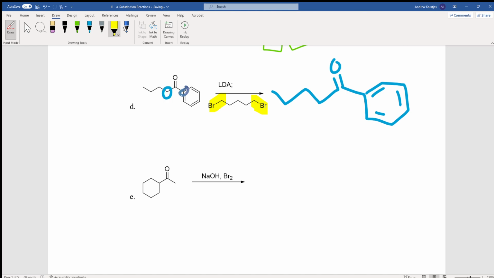And so that's going to mean, as long as we have enough base, and I haven't specified that the amount of base here is limited, and as long as we have two hydrogens on our alpha carbon, we can get two substitutions to take place, and by doing that we can actually form a ring through this alpha substitution.